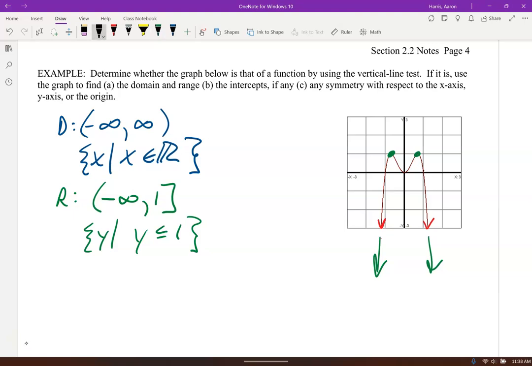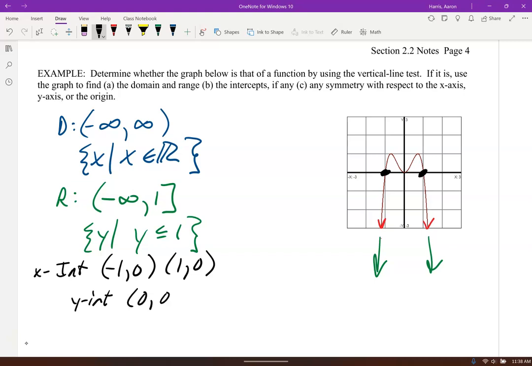Let's do the intercepts. There's 1. There's 1. So my intercepts are in black there. (-1, 0), (1, 0). And then the y-intercept, right, those are the x-intercepts. The y-intercept is (0, 0). Right there in the middle.